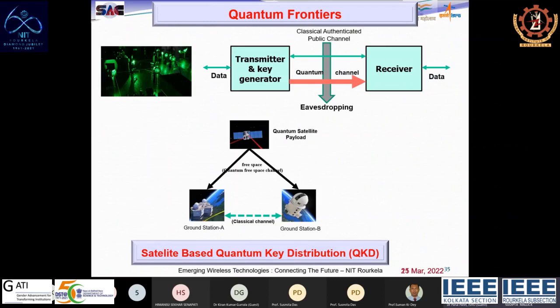I'll not go into the details of how the quantum communication works. You are all well aware that you have a key which is generated, which goes through the quantum channel, and the other information is going through the classical authenticated public channel. Your main signal will go through the classical channel, but the key will be distributed in free space using quantum key distribution, and using that key the data will be encrypted, and you can decrypt and then get the signal.